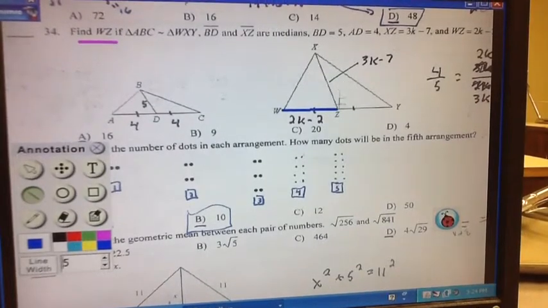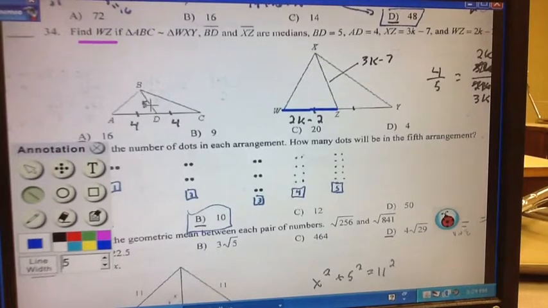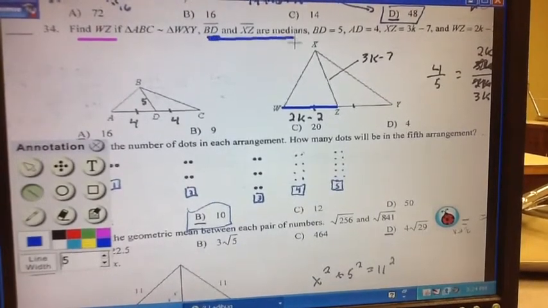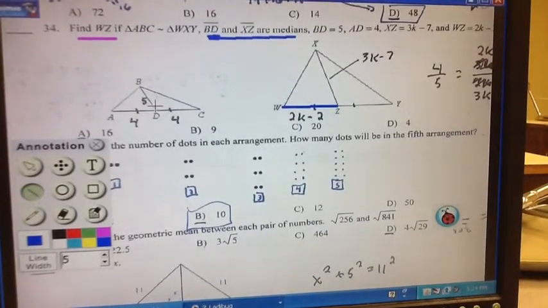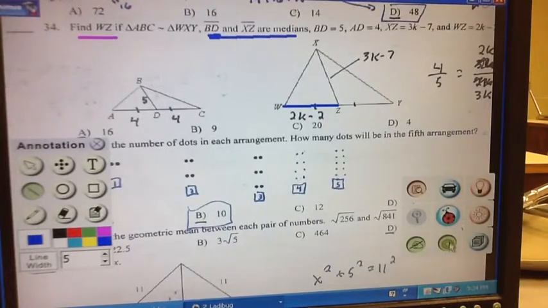We're told X to Z is 3k minus 7. We're told 4, 4, and 5 there. The reason I can go ahead and label this one both as 4s and this one both as the same is because they tell me they're medians, making them both in half. So I know this is 4, 4, and 5. It's 2k minus 2 and 3k minus 7.